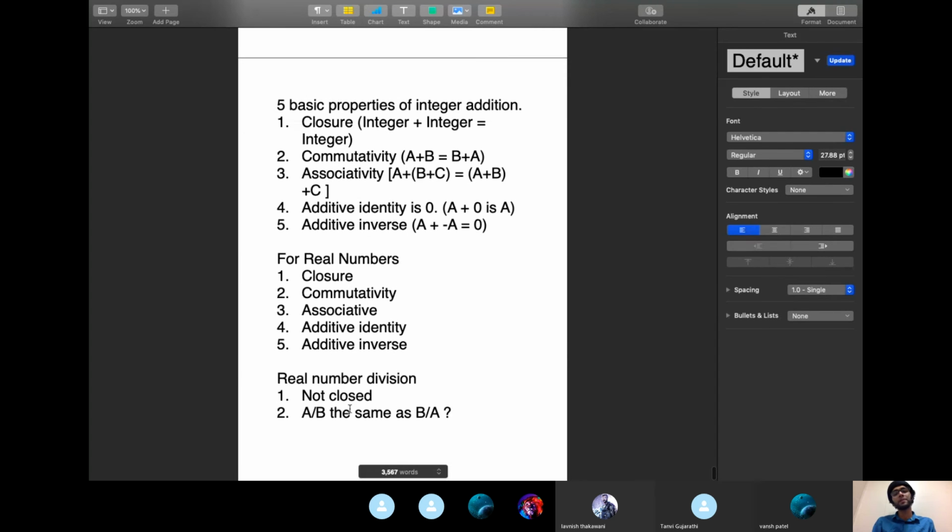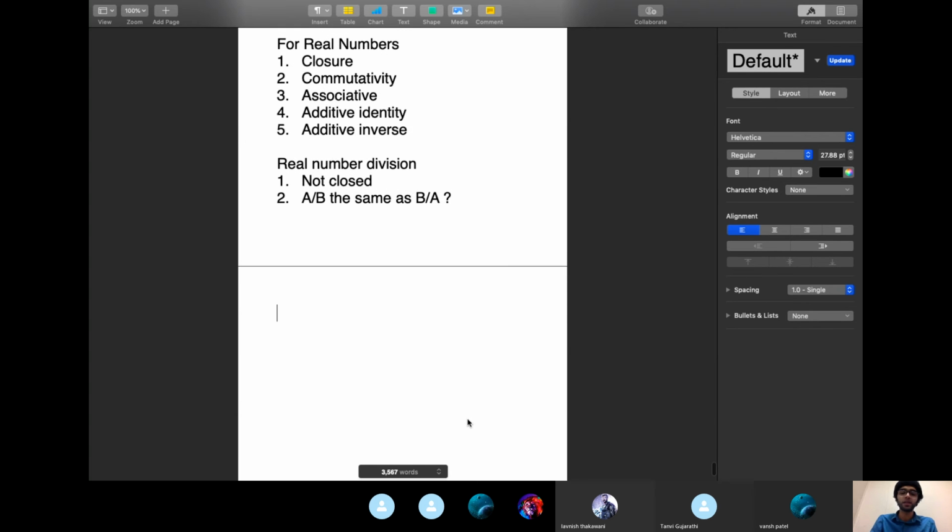Commutativity. Is A divided by B the same as B divided by A? We have two real numbers, A and B. If we divide them, do we get the same thing? If both of them are the same number, then it is possible. But if they are not the same number, it is not possible. You can say that 7 divided by -4 is not the same as -4 divided by 7. It's just not the same. So real number division is not commutative.